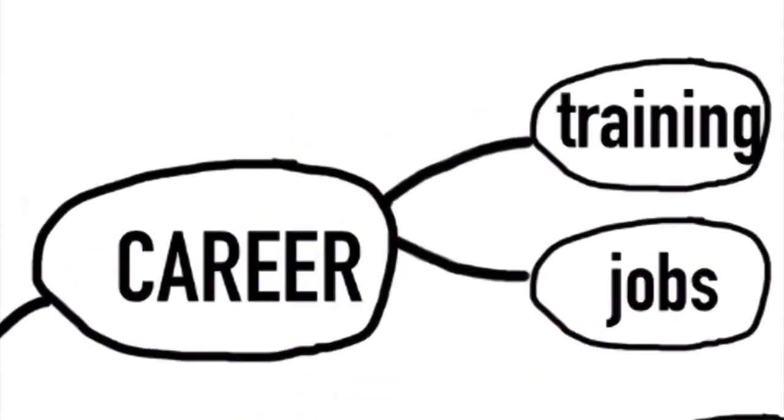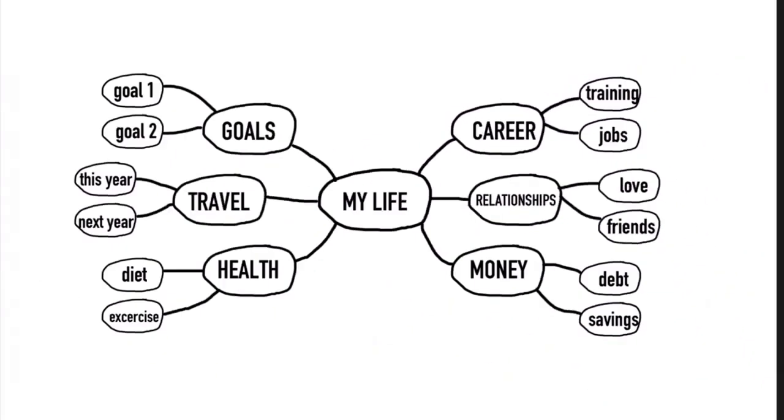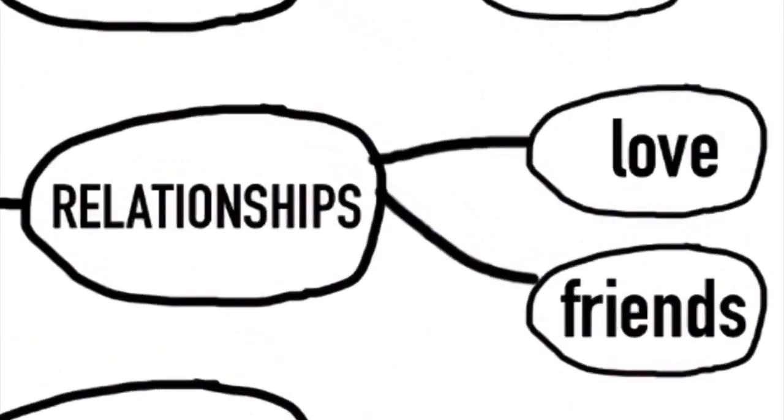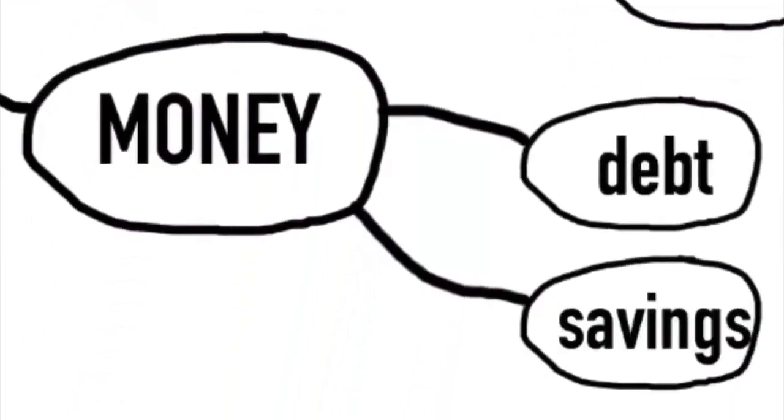You can see that under career, I have come up with training and jobs. This is an example, of course, but let's say somebody wanted to have a career and the thought process could have been, I need to get some training first and then I need to start applying for jobs. And that's what that represents. Then for relationships, we can have love and friends. Then for money, we can have debt and savings.